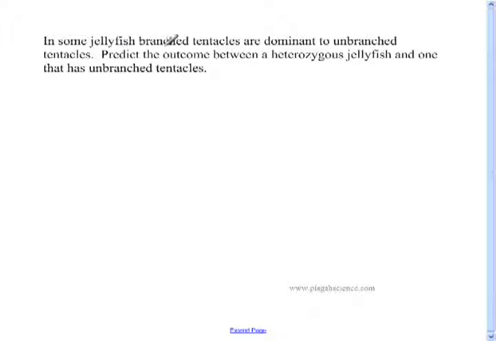Alright, in some jellyfish, branched tentacles are dominant to unbranched tentacles. Predict the outcome between a heterozygous jellyfish and one that has unbranched tentacles. Alright, our first one is going to be a heterozygous jellyfish. We can use B again. This would be our heterozygous jellyfish, and then one that's unbranched. The only way to get unbranched, because branched is dominant, is to be lowercase, lowercase.